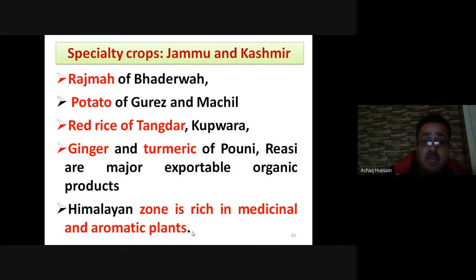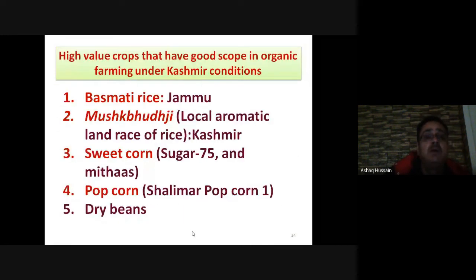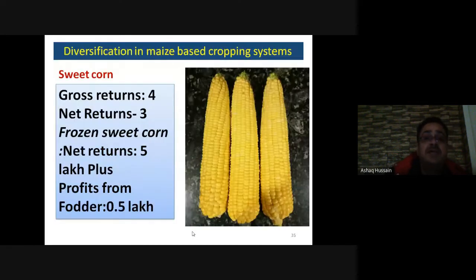Then from the Himalayan zone, we have certain medicinal plants. From Kashmir, we have the saffron, then zira, then basmati rice from Jammu. Then we have mushkbudji and sweet corn and popcorn as very important crops that are coming up in Kashmir Valley. And then dry beans has always been a very preferred pulse from Kashmir as well as from the Jammu area. Then of late, we have also popularized sweet corn on a larger scale.